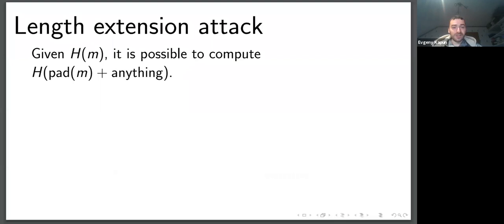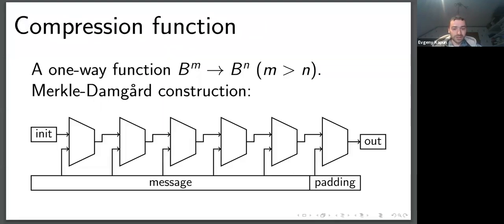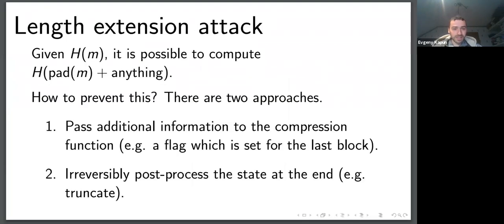If you know just a hash of some message, but not the message itself, you can pad it, then append anything, and then take the result as a new message, and you can compute its hash. So how do you do this? You know the output state of processing the initial message and the padding. So you can take this state, apply compression function a number of times, and then you'll get a new state.